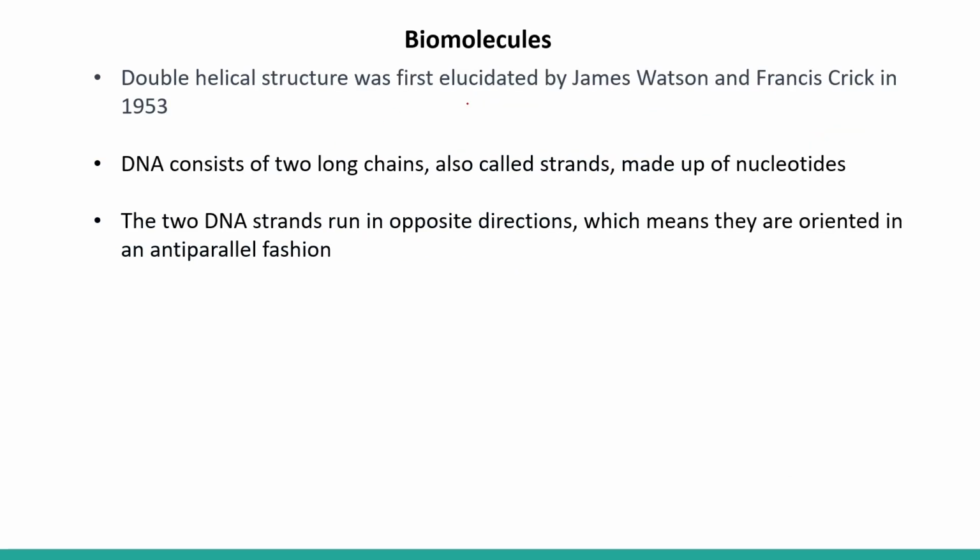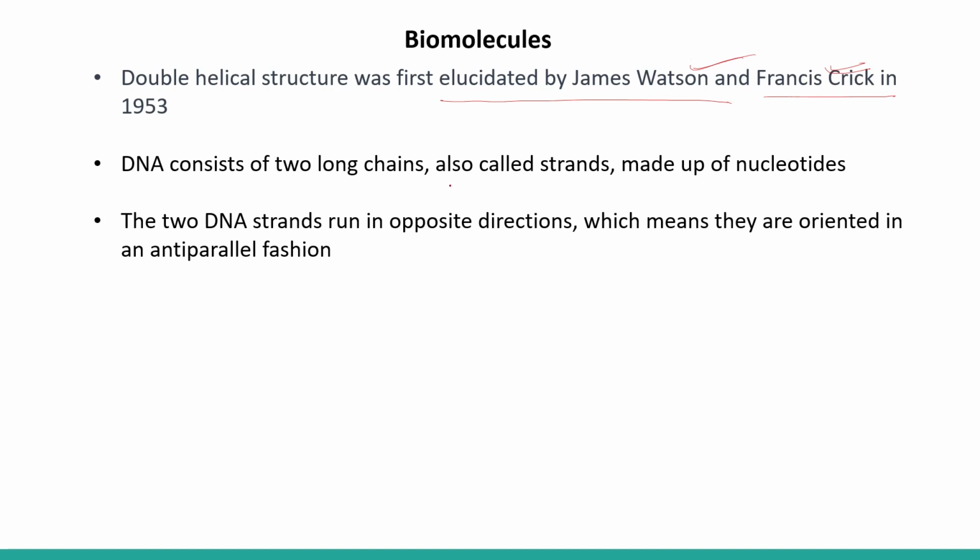The double helical structure was first elucidated by James Watson and Francis Crick. So Watson and Crick, you will always remember with this name that the double helical structure was given by Watson and Crick in 1953.